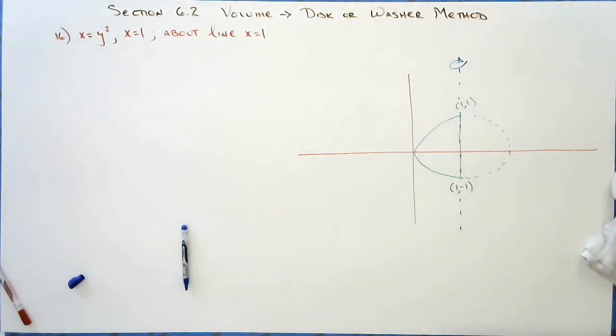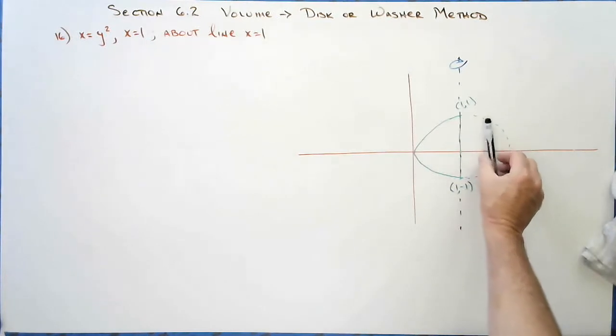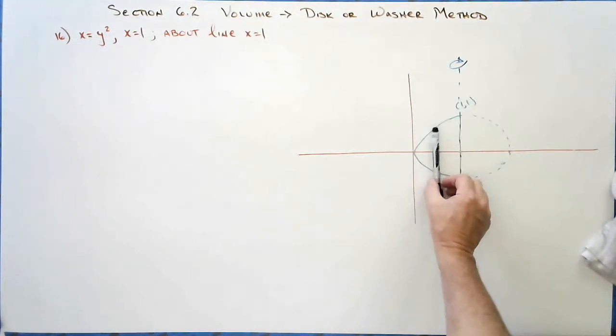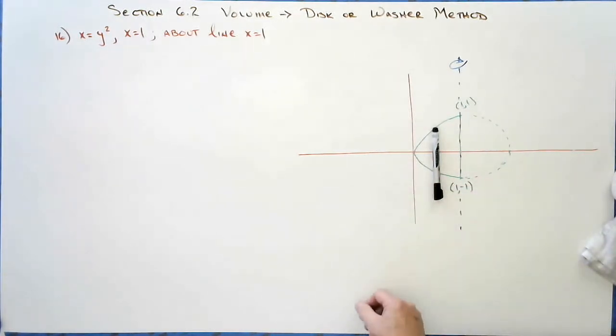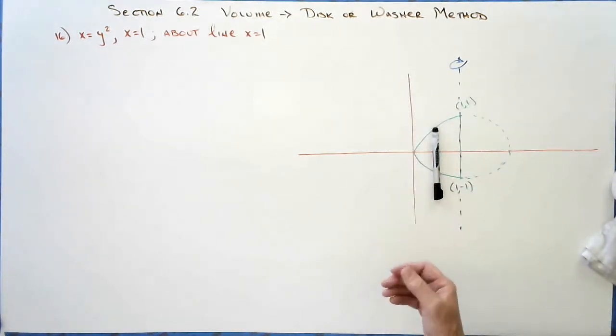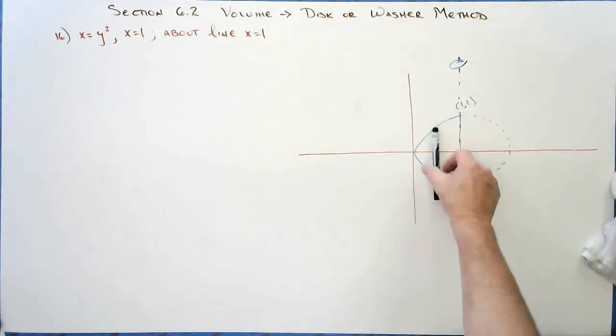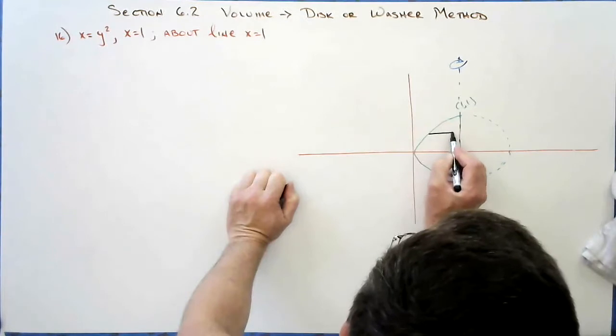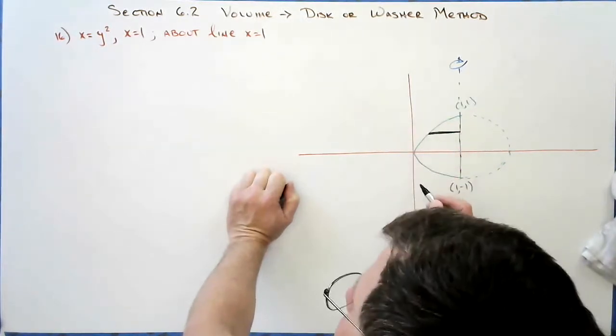Now, we've got our sketch, and we have to ask ourselves, which way am I going to make my representative slice? Where is my typical rectangle going to be constructed? Again, if we were to put our rectangle vertically and then swing this around 360 degrees, we're not going to make a washer and we're not going to make a disc. We're going to make another cylinder. So again, in this problem, we're going to need our slice to be horizontal.